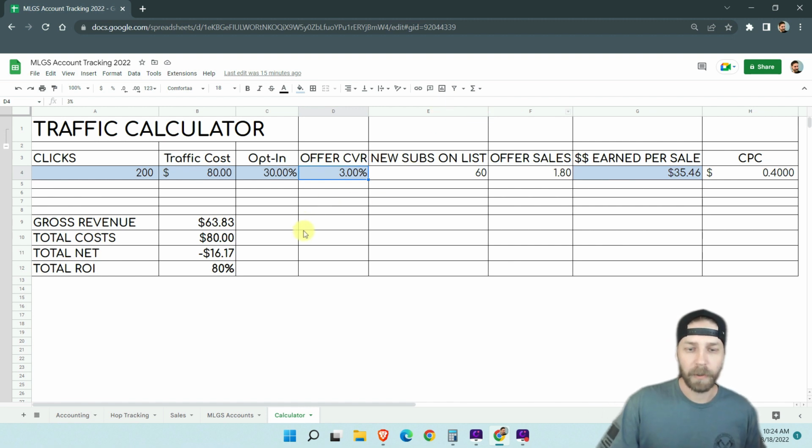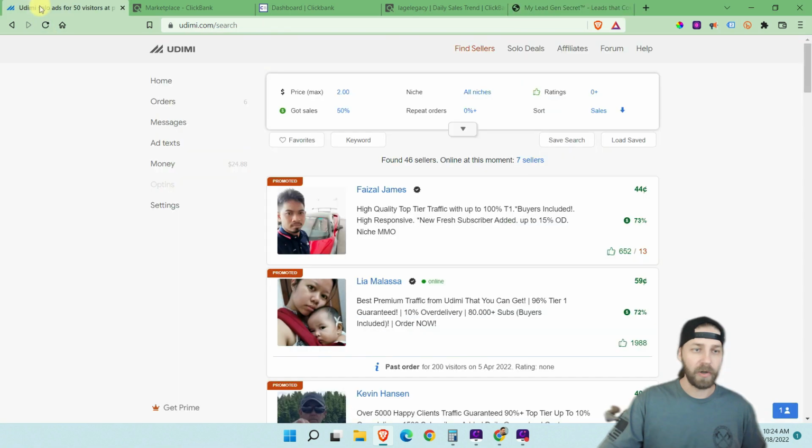Okay. So I'm going to show you how I calculated this based on solo ads. If you don't know what solo ads are, there's a popular vendor called Udemy. Okay, it's a marketplace for solo ad vendors and advertisers. So in this case we would be the advertiser, and the people that you're finding would be sellers. They would be the vendors.